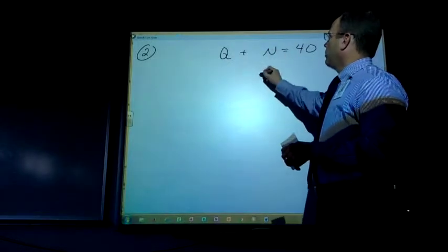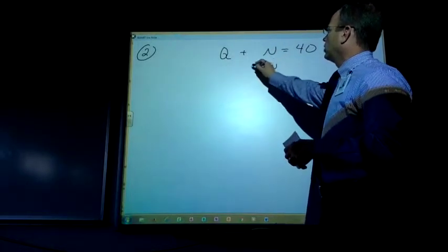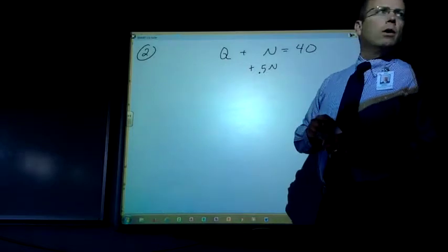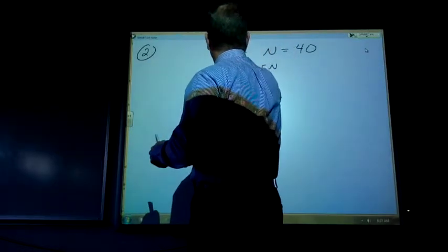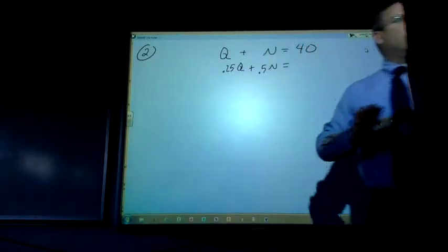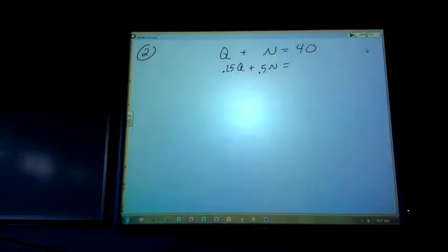Well, this would be 0.5n, yes. How much is the quarter worth, though? 25? So 0.25, right? And how much money does Tina happen to have with that? $5.60. Okay.